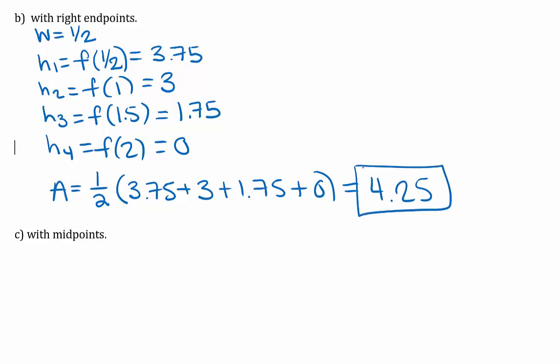Notice the number's a little bit smaller because now we're talking about rectangles that are under the curve. This is actually an underestimate. The actual area is somewhere between those two numbers that we found.